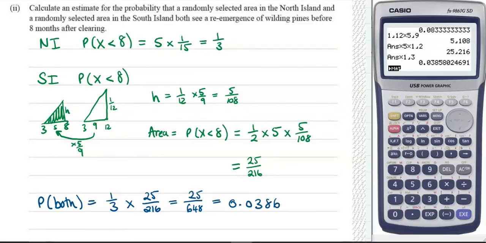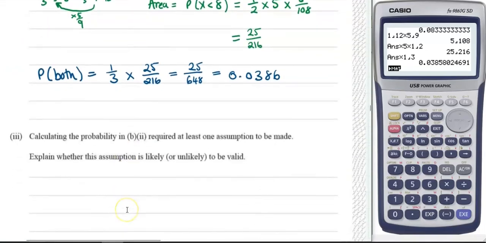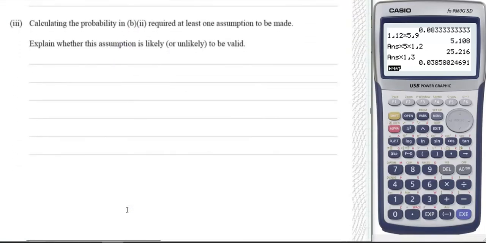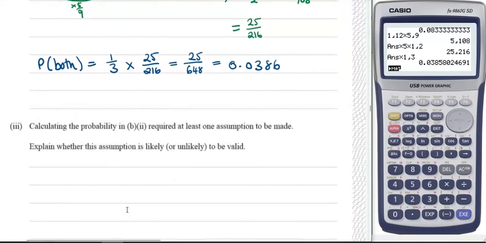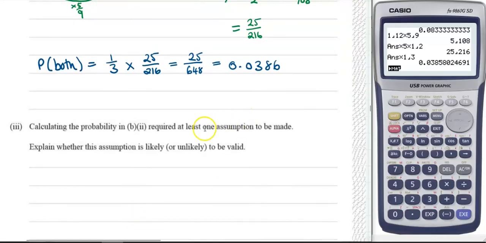Now, I was about to say one thing about being able to do that times, but it's actually in the next question. So let's move on to that. Calculating this probability that we just did required at least one assumption to be made. That assumption happened when we did this timesing. The probability of finding that both things happen can be done by doing a timesing if those two things are independent. So that's the assumption that we've made. Now explain whether it's likely to be valid.